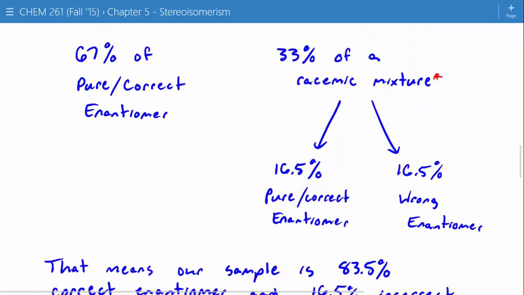So I heard somebody say, well, how in the heck can we purify these things if they have the same physical properties? We can't do distillation, right? We can't separate them based on differences in polarity. What are we going to do? There's a few techniques that are around to try to improve this purity. One of them is called chiral chromatography.